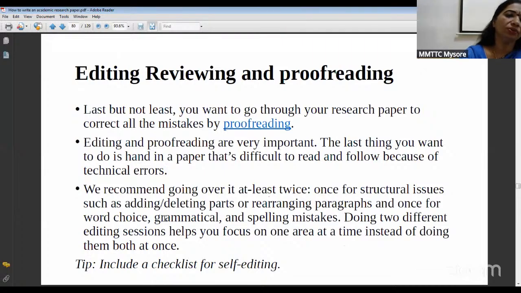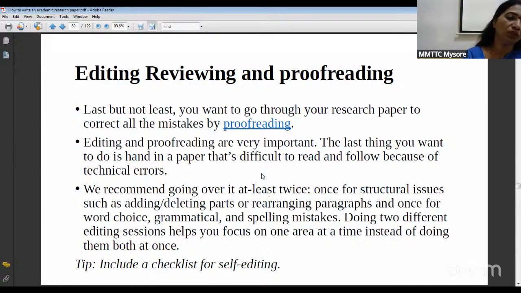Okay, so after you have prepared a draft, you will have to edit, review and proofread. This is last but not the least, a very, very important step. You should go through your research paper and correct all the mistakes by proofreading. So editing and proofreading are very, very important. And the last thing you want to do is hand in a paper that's difficult to read and follow because of technical errors.